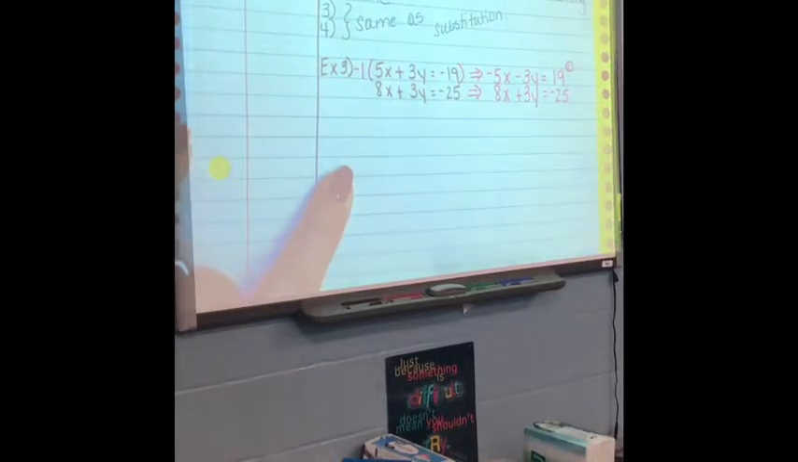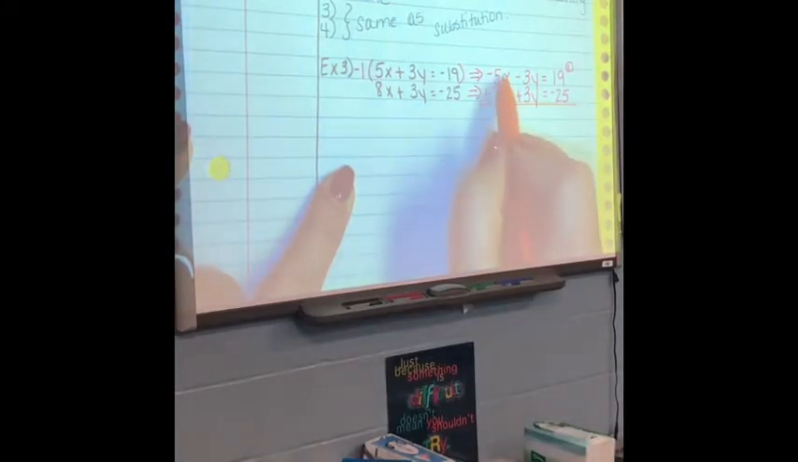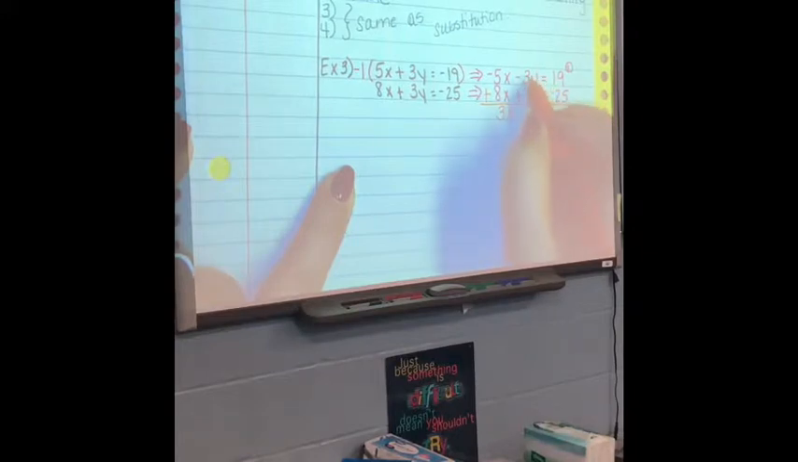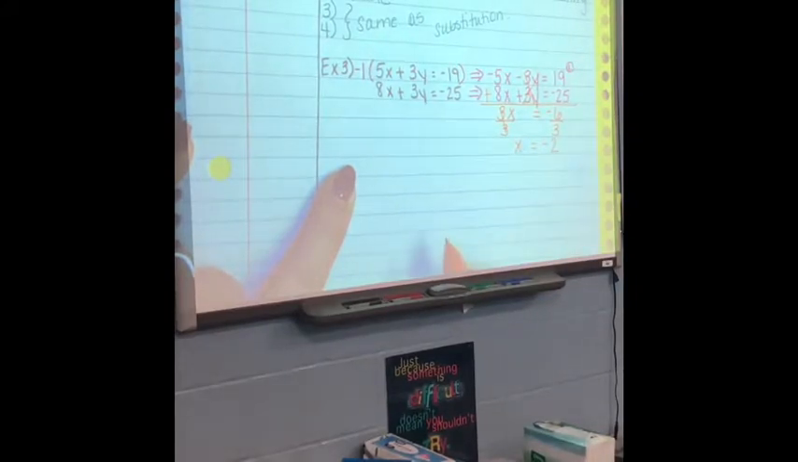Step 2 says add them together. So 8x minus 5x is 3x, while 3y and negative 3y are going to make 0. And 19 minus 25 is going to make negative 6. Now I have a one-step equation. I'm just going to divide by 3. And x equals negative 2.